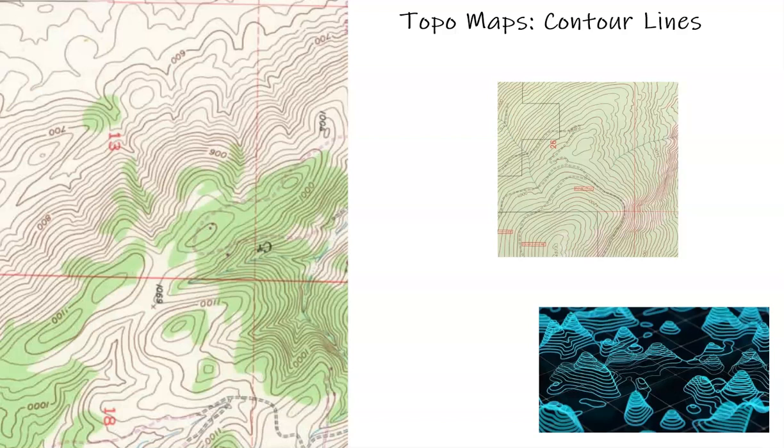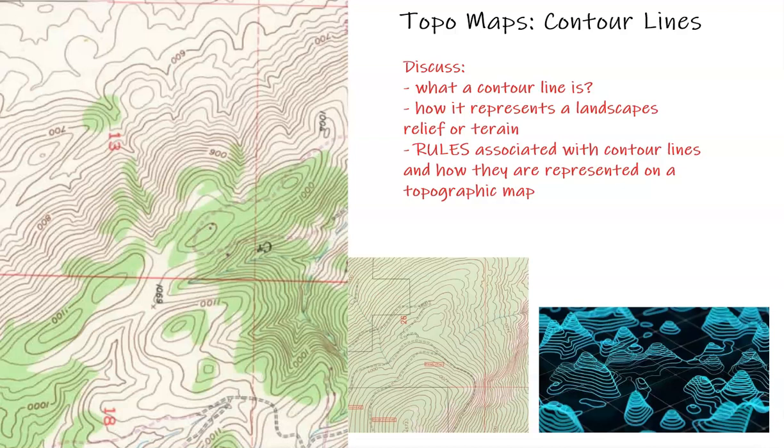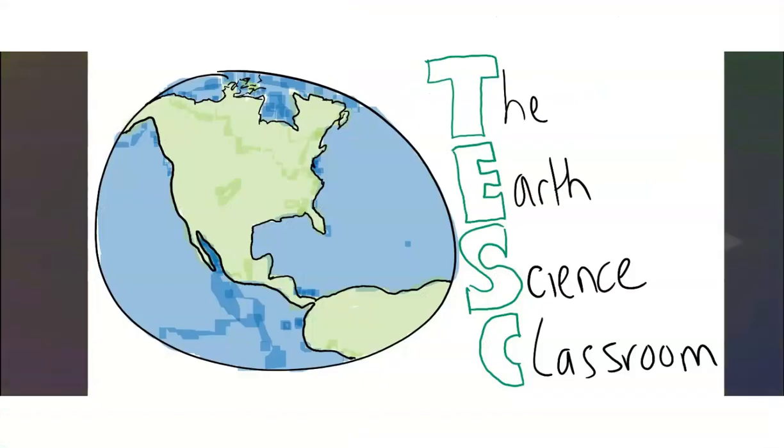And in this video we're going to discuss what a contour line is, how it represents a landscape and shows the relief or terrain of that particular landscape or the map it's showing, and look at the rules that we work with contour lines and how to decipher the map properly and give us the most information we can out of this two-dimensional image, which can be interpreted as a three-dimensional terrain.